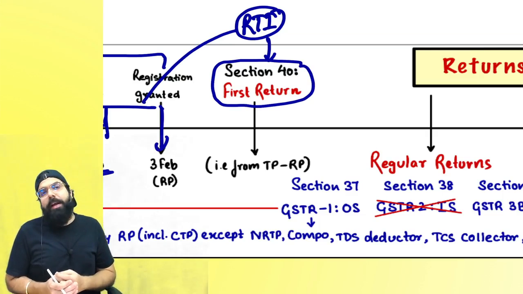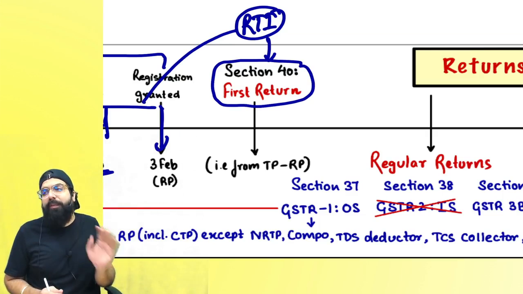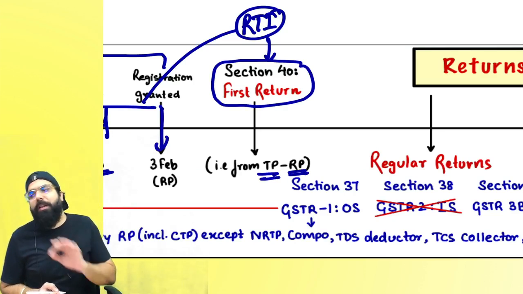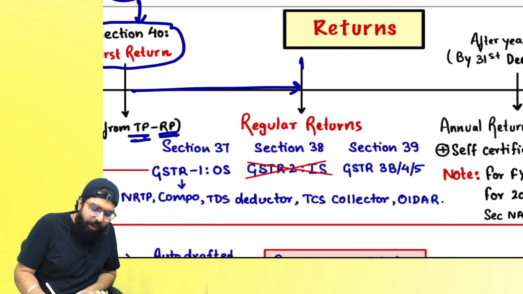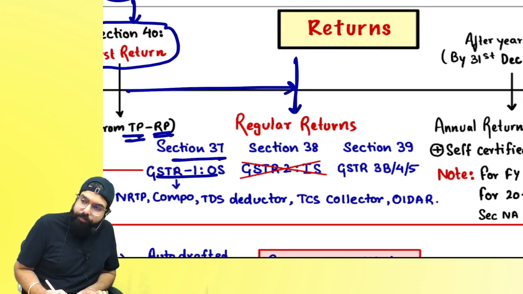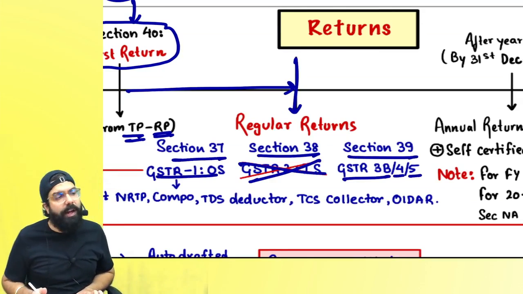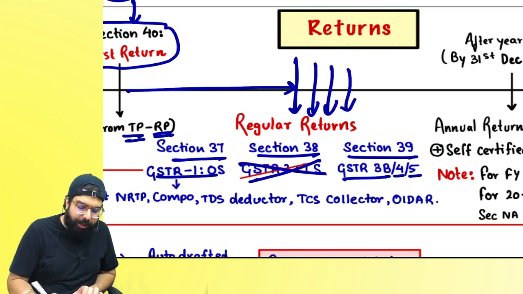However, practically the concept of first return is not there. Theoretically it is there, which says that in the very first return which you file, whatever supplies you have done from taxable person to registered person should also be included. Now what will you start? You will start filing your regular returns, which are GSTR 1, GSTR 2, and there is GSTR 3B, 4 and 5. All these are your monthly returns under section number 39. You will keep filing your monthly returns.